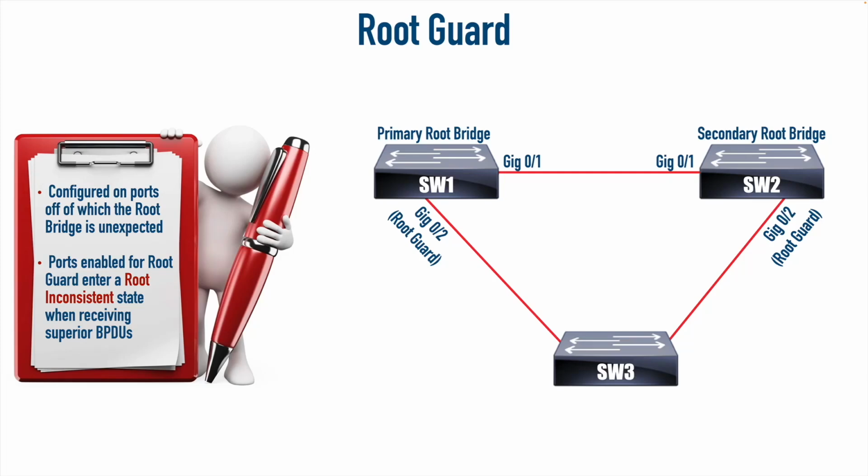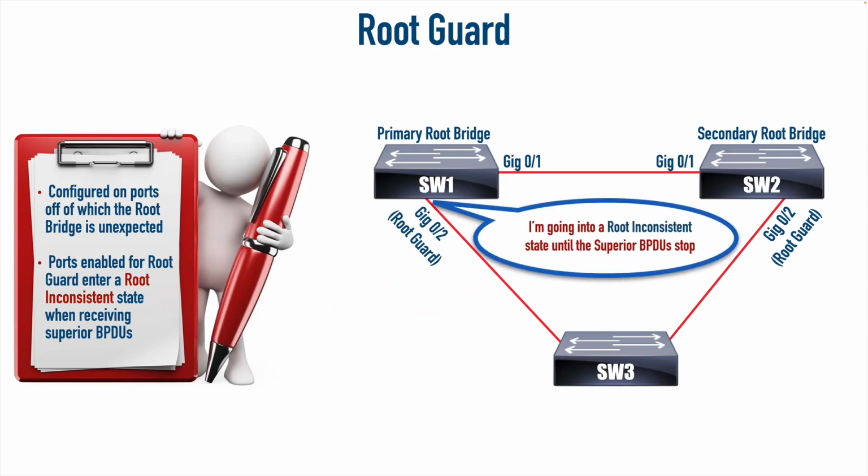In this example, let's imagine that a bad actor has added switch 3 to the network, and they connected into switch 1 and switch 2. They're trying to become the root bridge and force traffic through switch 3. But when that superior BPDU goes into the switch 1 port that is enabled for Root Guard, it's going to say, oh no, there is a superior BPDU that is appearing on a port enabled for Root Guard. As a result, I'm going to go into a root inconsistent state and not elect switch 3 as the root bridge, and I'm going to stay in that root inconsistent state until those superior BPDUs stop.